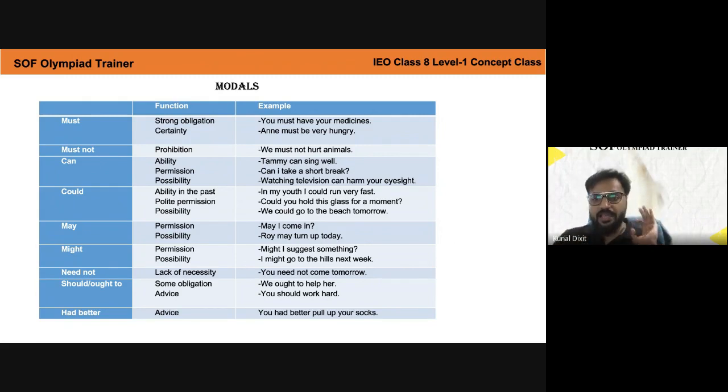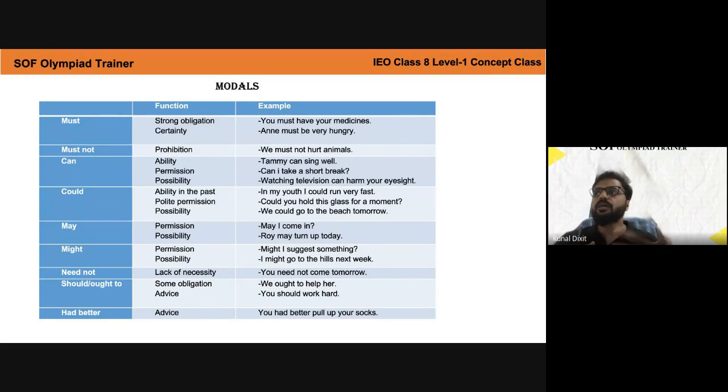Must, as the word itself gives you an idea, it is a strong obligation or a certainty, something that you have to do, you cannot not do, is a must. Okay, so for example, you must have your medicines. I'm ill, I need to have my medicines, right? I must have my medicines. It's essential. Are you getting the logic here? So that's must for you.